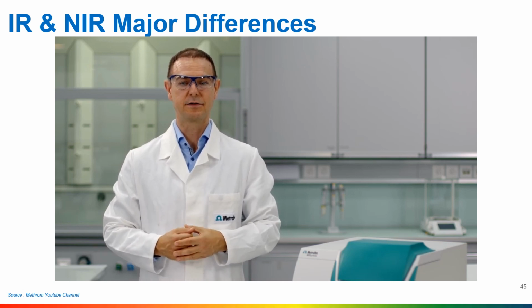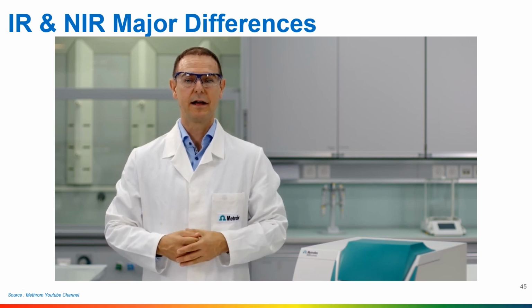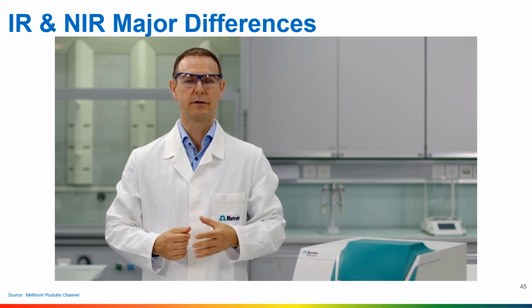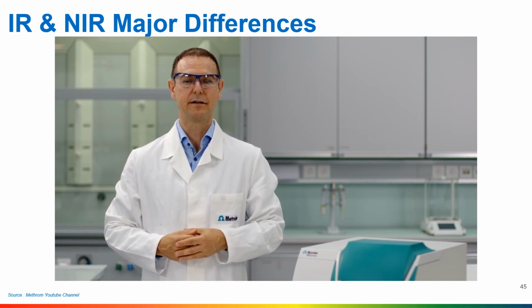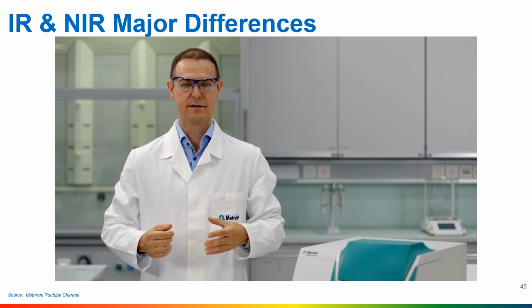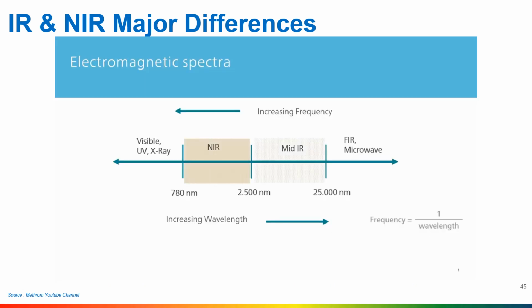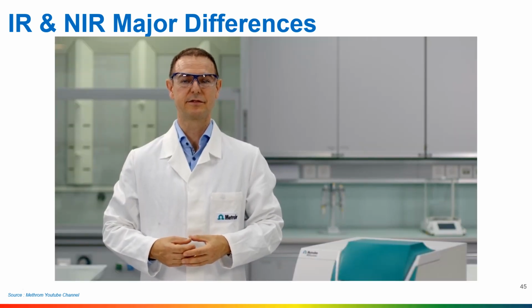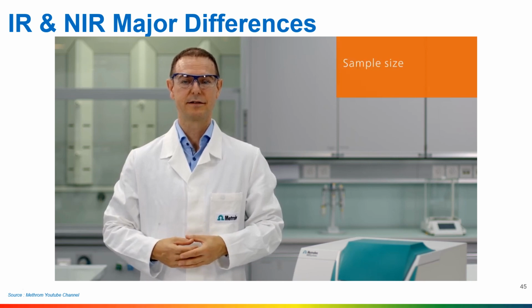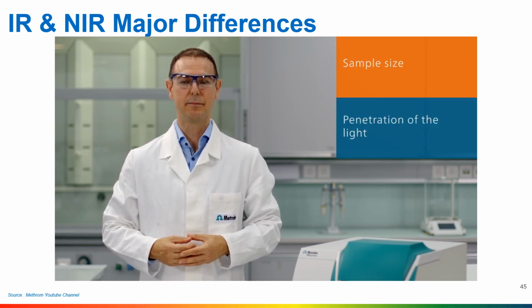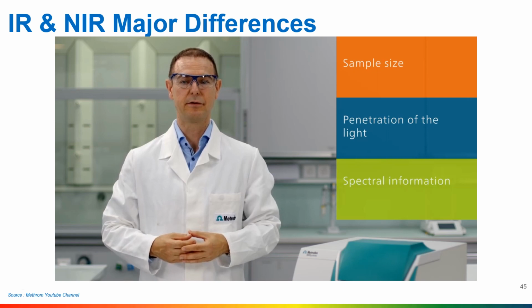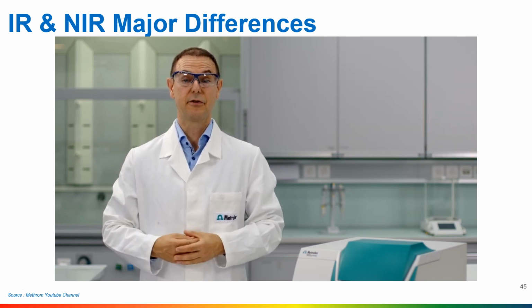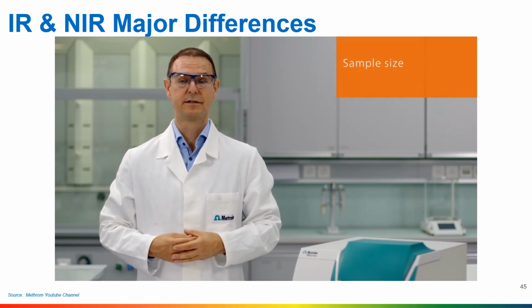known as NIR spectroscopy. Both IR and NIR are vibrational spectroscopies, meaning that parts of the molecules will vibrate when absorbing light at specific wavelengths. As the names imply, IR and NIR spectroscopy use different spectral ranges of light. This wavelength variation results in three key differences: the required sample size, penetration of the light into the sample, and the resulting spectral information. Let's look at the first difference, the sample size.